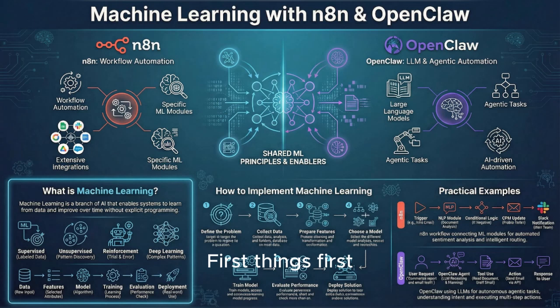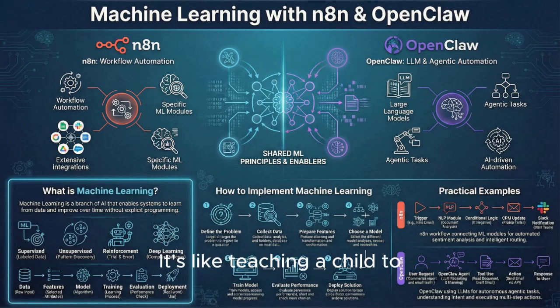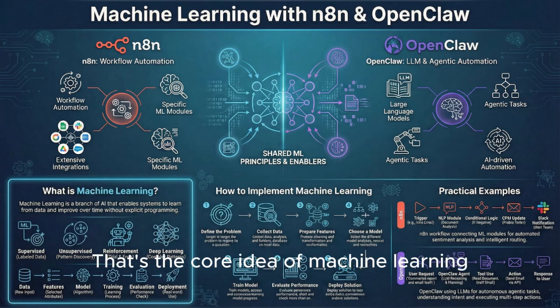First things first. What exactly is machine learning? In simple terms, it's a way of teaching computers to learn from data and make decisions or predictions without being explicitly programmed for every single task. Instead of writing a long list of if this, then that rules, we give the computer a ton of examples and let it figure out the patterns on its own. It's like teaching a child to recognize a cat. You don't describe every possible type of cat, you just show them lots of pictures of cats. Eventually, they learn to identify a cat they've never seen before. That's the core idea of machine learning.